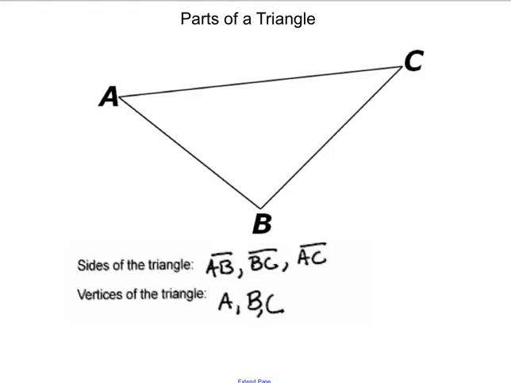There are different parts of a triangle. The parts of the triangle are the segments that make up the sides. The sides of the triangle in this triangle are segment AB, segment BC, and segment AC. Notice I've written a bar over the top of each one. That's the name of the segment. The vertices of the triangle are points A, B, and C.